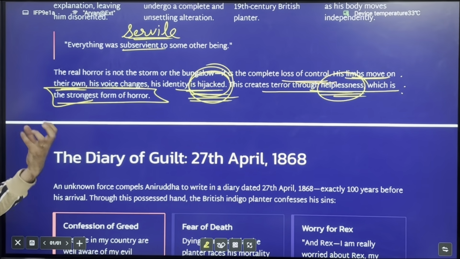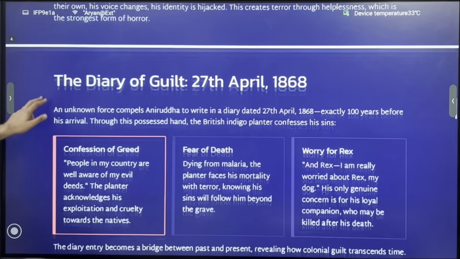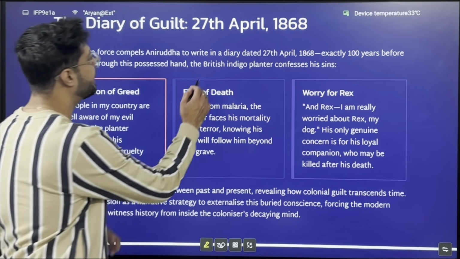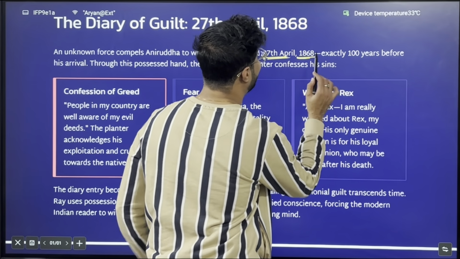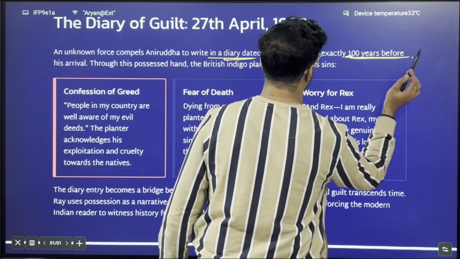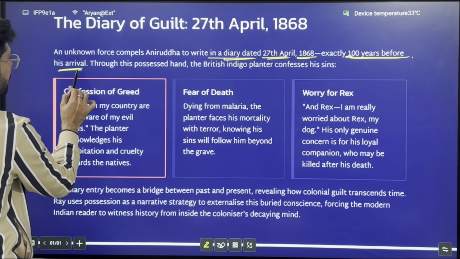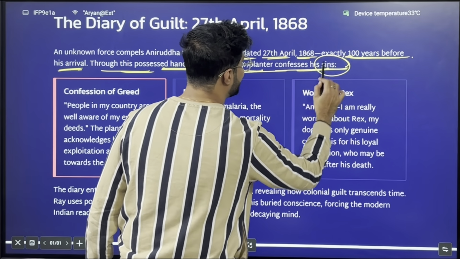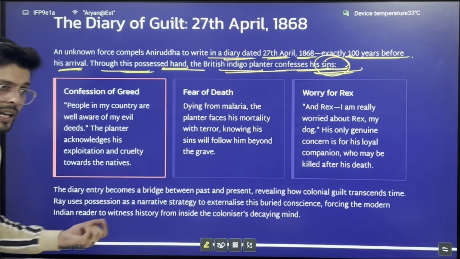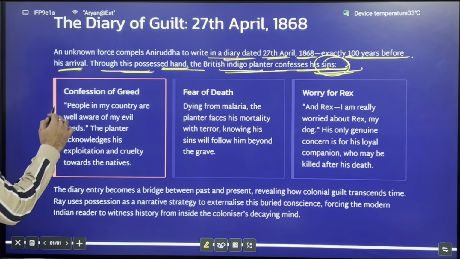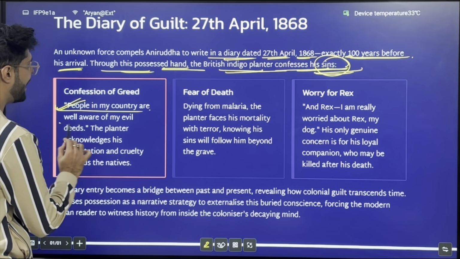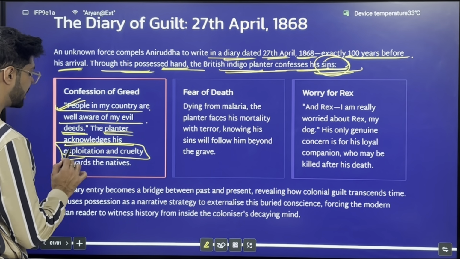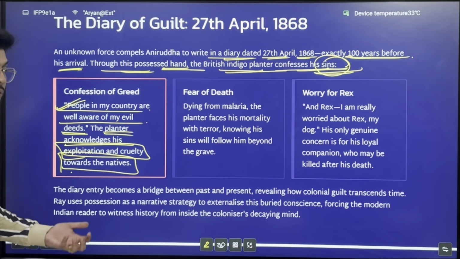which Aniruddha experienced. And then comes the diary part. An unknown force forces Aniruddha to write in a diary dated 27th April 1868, exactly 100 years before his arrival. Through this possessed hand, the British indigo planter confesses his sins. He writes his sins in his own journal, his diary, where people in my country are well aware of my evil deeds.